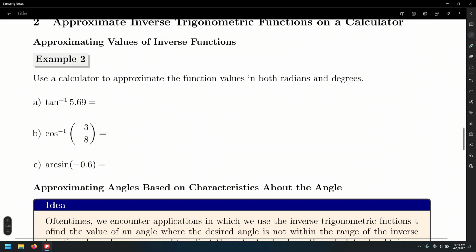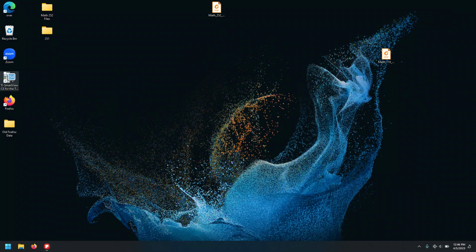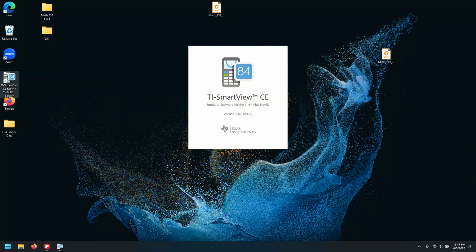Cosine inverse of negative 3 over 8. Arc sine of negative 0.6. Well, we just use a calculator. And by the way, it's important to understand how to get those values in both radian and degree measures. So let's see. Let's do a couple of those. Let's do at least one, because we're almost running out of time. So let's do the first one at least.